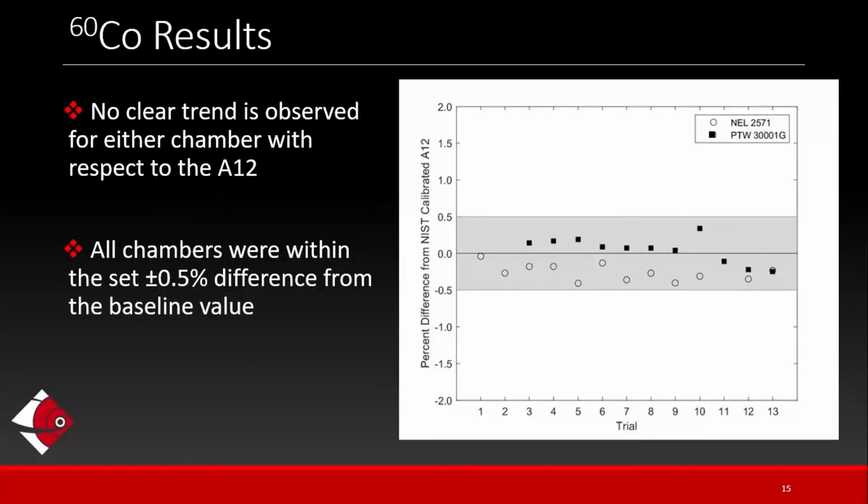Shown here is the cobalt-60 data tracked over time from the UW ADCL. You can see no clear trend is observed with either chamber with respect to the A12. The percent differences all lie within plus or minus 0.5% from the initial baseline value as shown here.